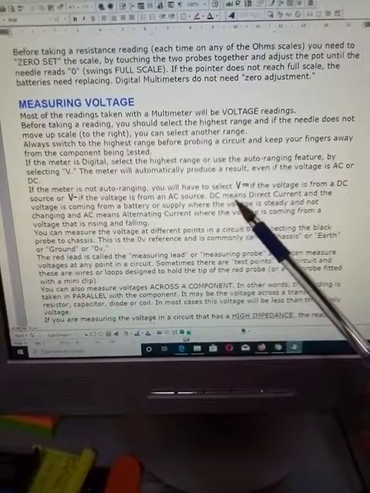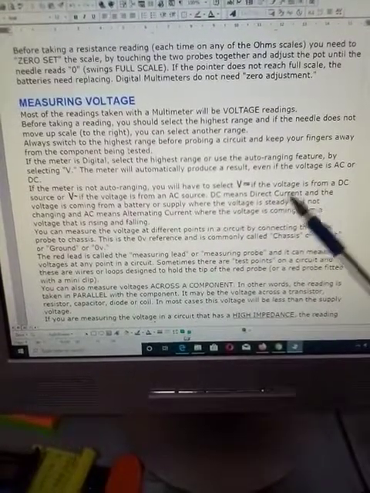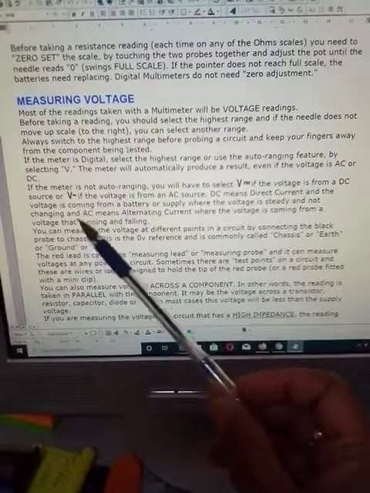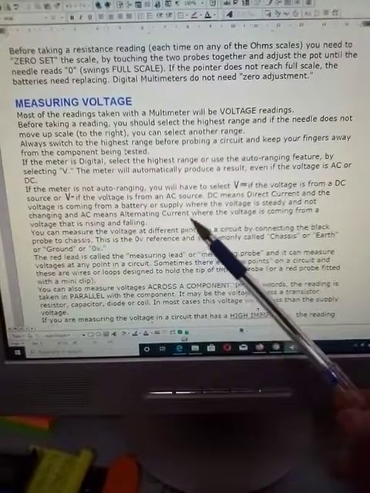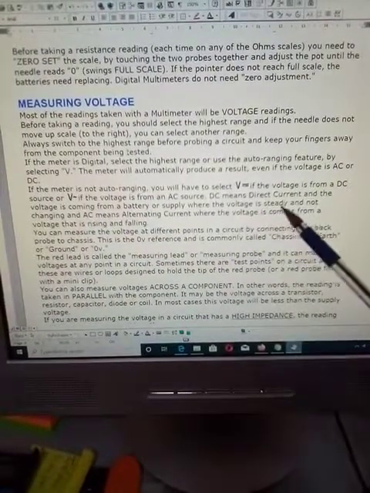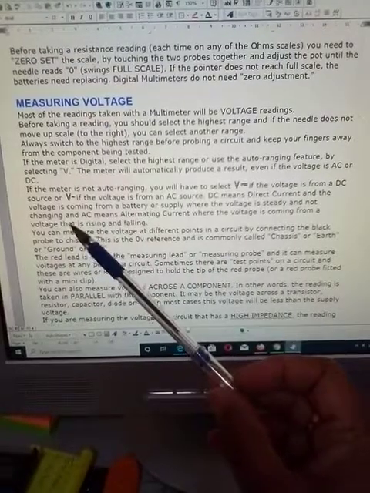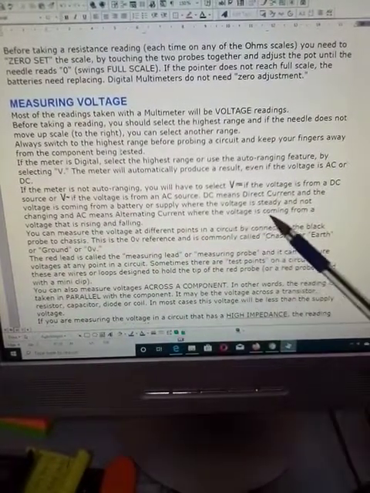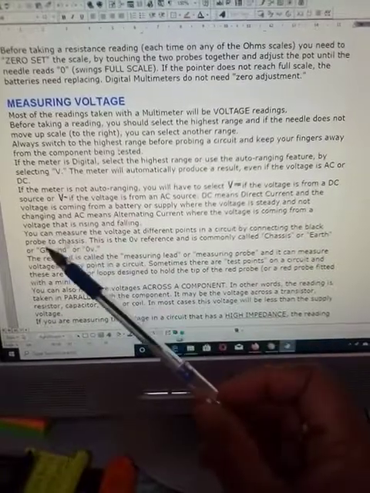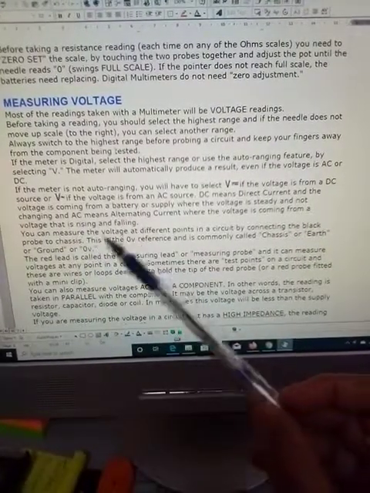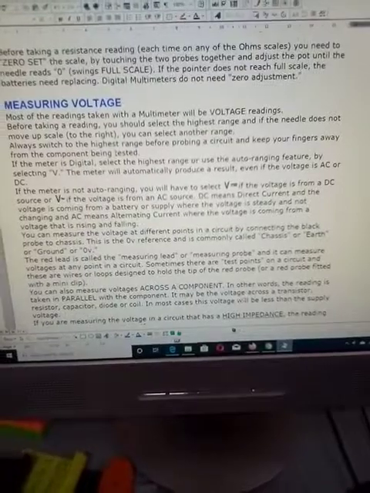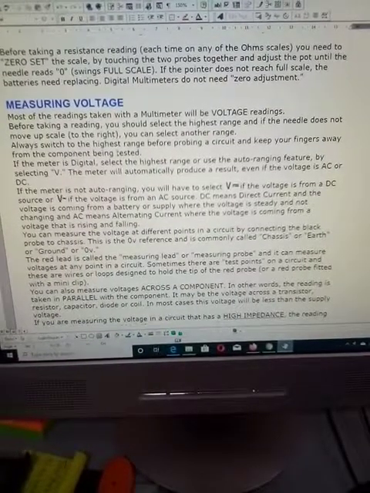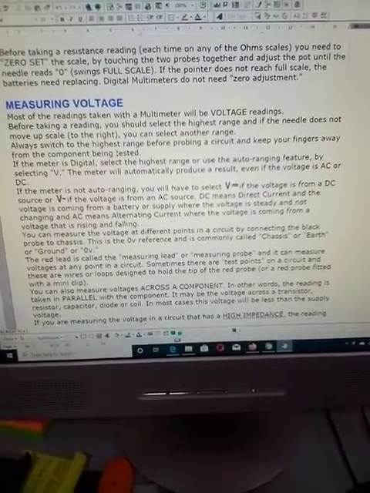DC means direct current, of course, and the voltage is coming from a battery or supply where the voltage is steady and not changing. And AC means alternating current, where the voltage is rising and falling. And that will be your sinusoidal waveform for those of you who do not recall it.